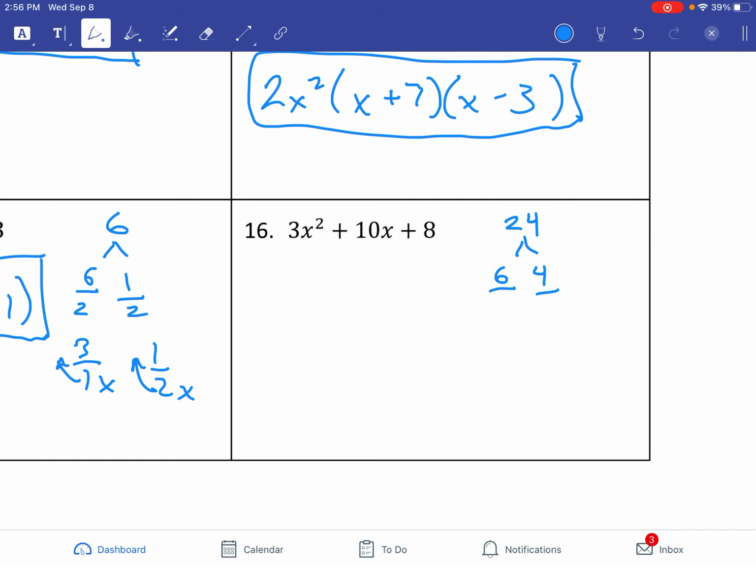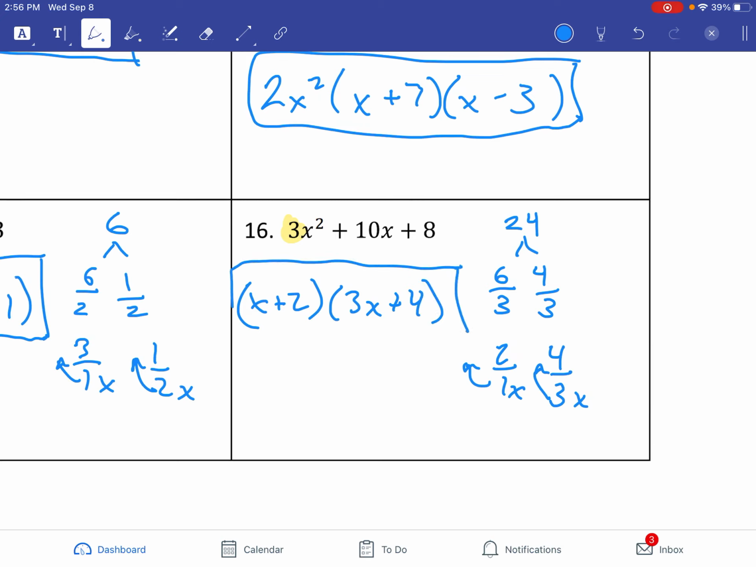And I'm going to do bottoms up. So I'm going to take that a value of 3 and make it my denominator in my fractions. So 6 over 3 is 2 over 1, and then 4 over 3 cannot be reduced. Put an x on the bottom, bring it up to the top. So I have x plus 2, I have 3x plus 4. That is my factorization.